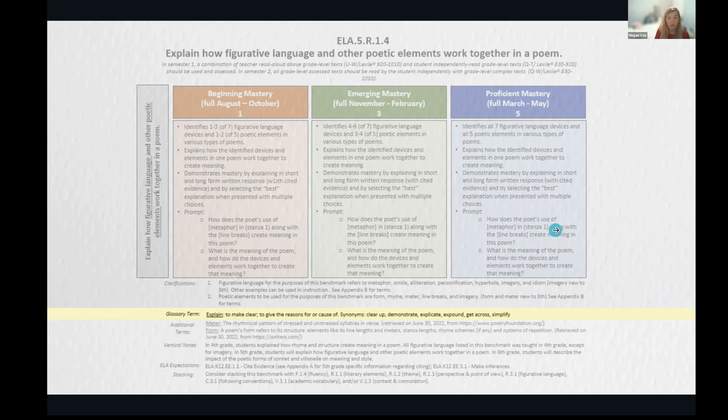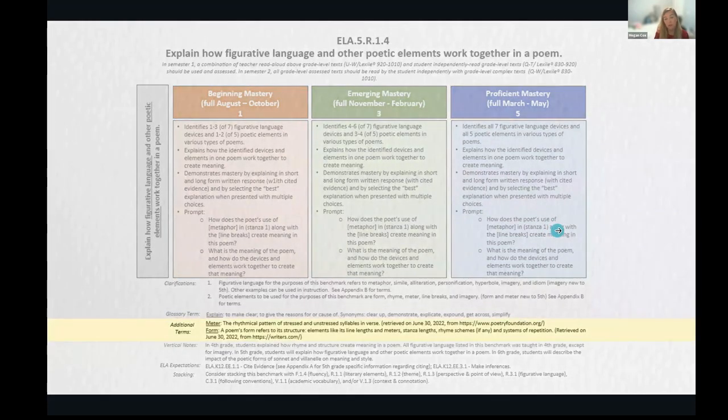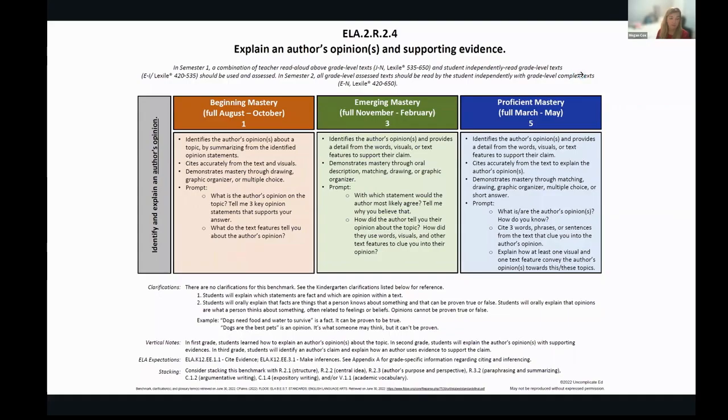But then we also found when we were digging through the benchmarks that there were additional terms that weren't always in the glossary that would be beneficial for us to all have common language as to what that term might mean to help our students master that benchmark. Finally, like I said, this is just looking at a whole picture view of an all-encompassing resource.